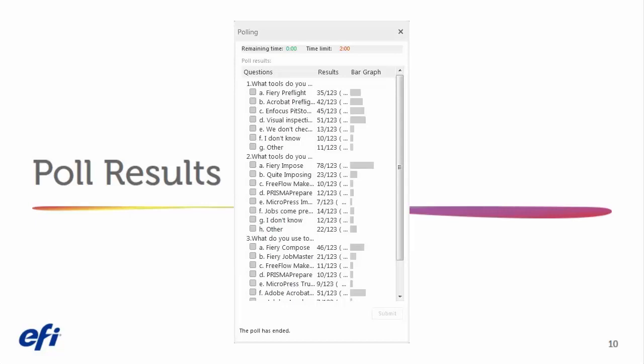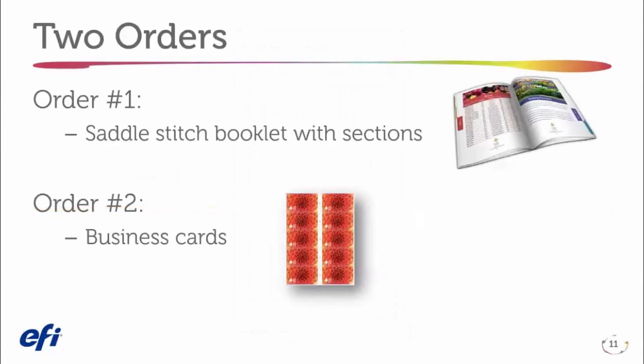We'll showcase in-RIP imposition with Fiery Impose, for example, which is also PDF-based. So we hope that you can see value in how much farther you can streamline this process. And for that, we have 2 customer orders that try to represent real case scenarios. Each of these orders will take you through each of the steps in the Make Ready process.